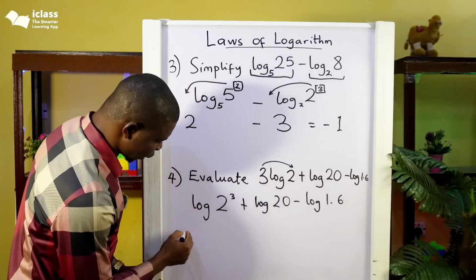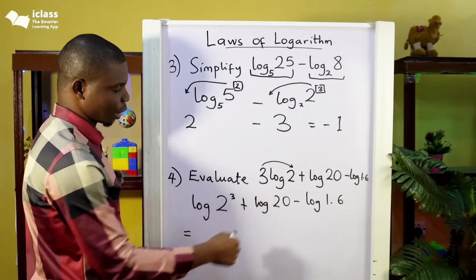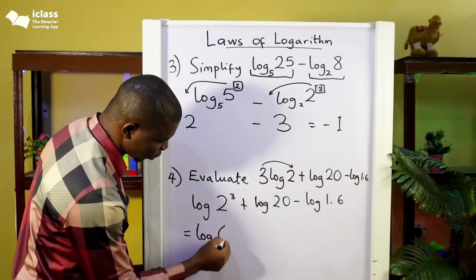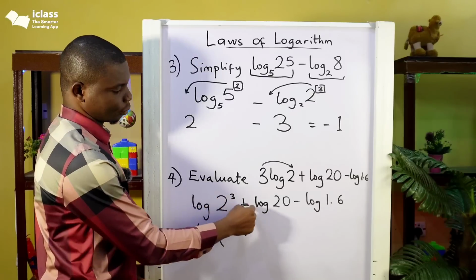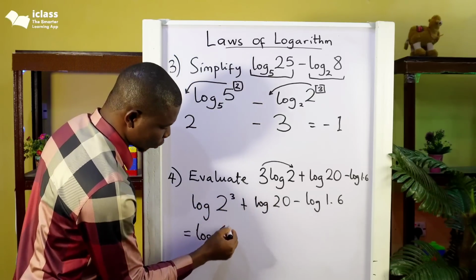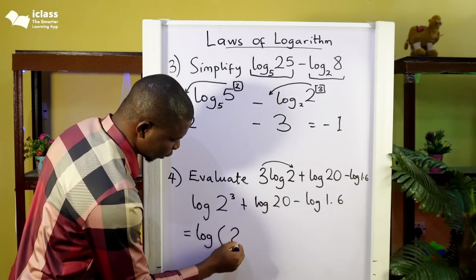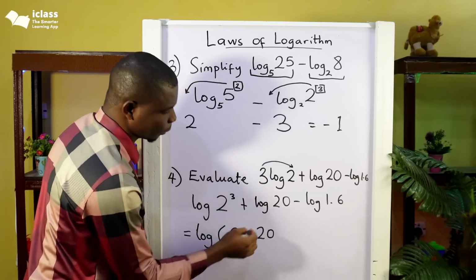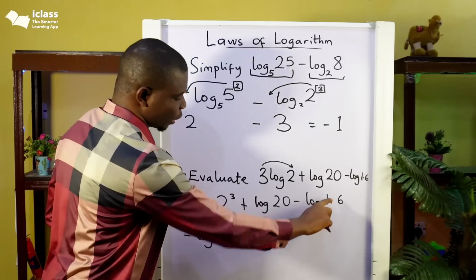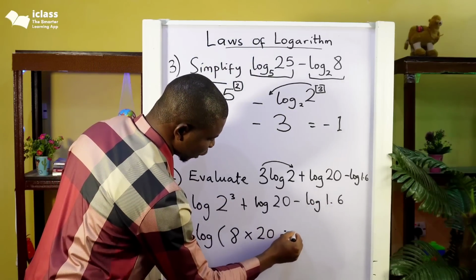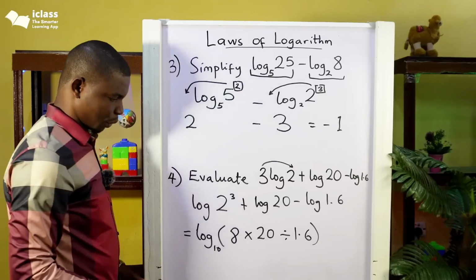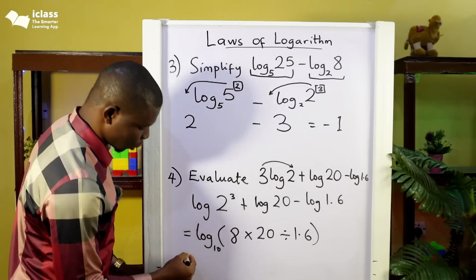Since we are dealing with logarithms of the same base, when we are adding, we multiply the arguments. So this will be 2 raised to the power 3 is 8, right? So we multiply 8 by 20. Then when we are subtracting, we divide the argument, so this will be divided by 1.6. Remember, this is in base 10. 8 times 20 is what?